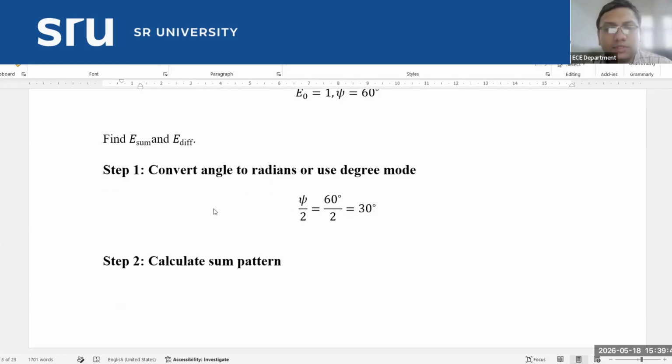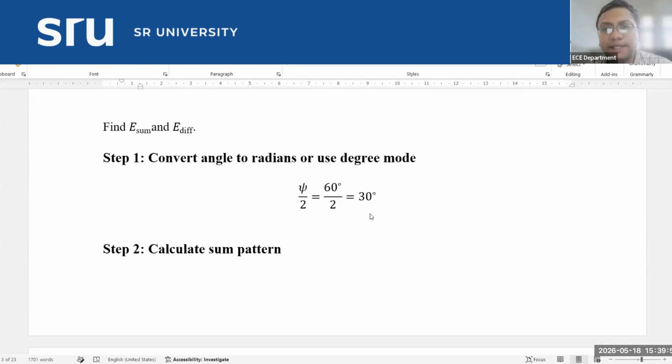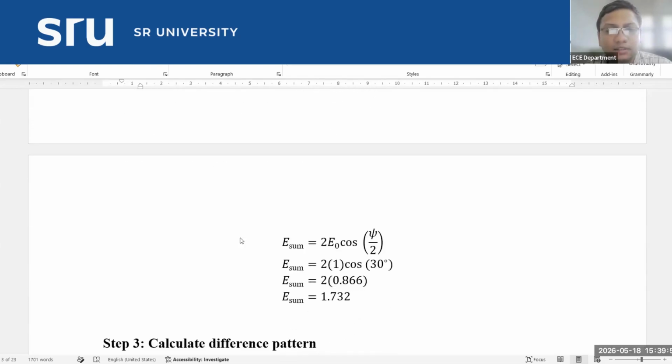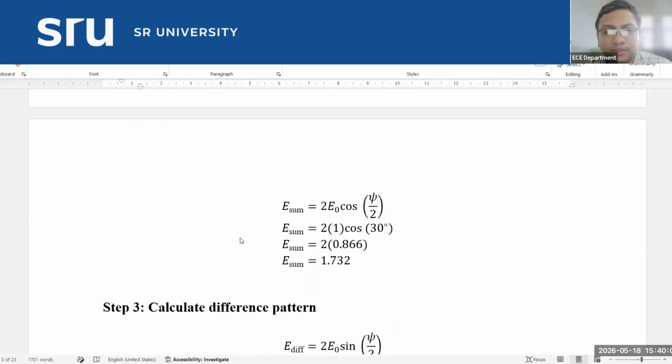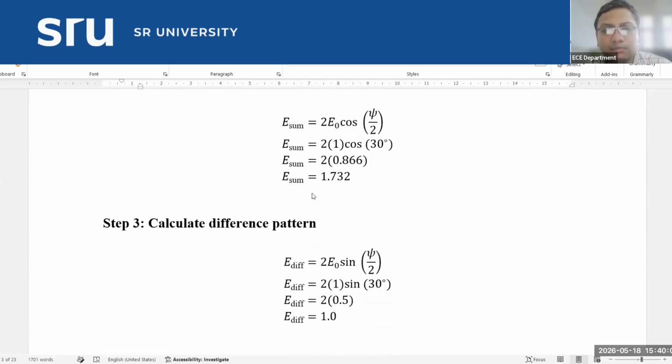So this psi by 2 is equal to 60 degree by 2, which is equal to 30 degree. So now if I want to calculate the sum pattern, the E sum, that is 1.732, which is the peak value of electric field at the center of the bore site.